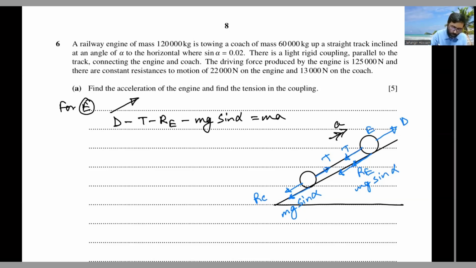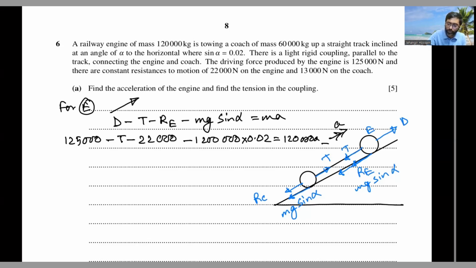D is 125,000. T is unknown here. R is 22,000 minus mg, 120,000 into 10, 1,200,000 times sin alpha, and sin alpha is 0.02, equal to 120,000 a. That's equation 1.